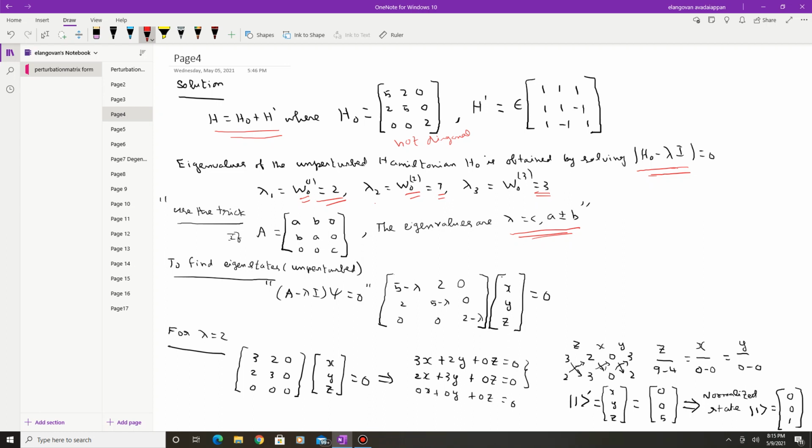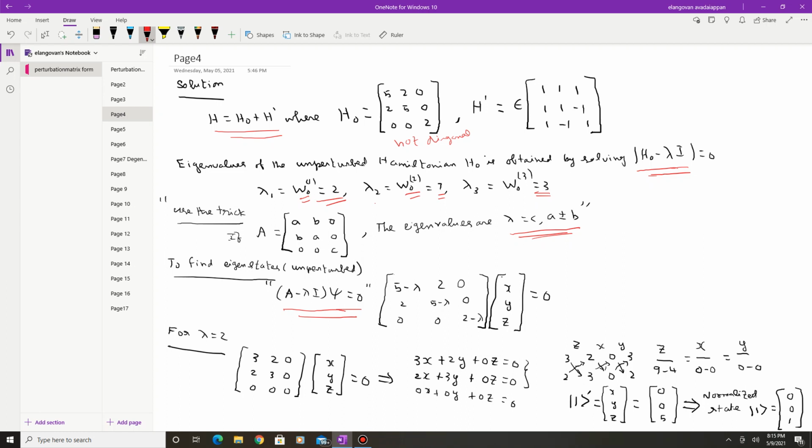Now here you have to find the eigenstates corresponding to the 3 levels. For this, you have to solve this eigenvalue equation: A minus lambda I psi is equal to 0. Here A is your h naught. So h naught minus lambda I times psi is 0. So this is the general expression. Psi has 3 components x, y, z. This is a column vector. So the psi may be expressed in terms of the column vector x, y, z.